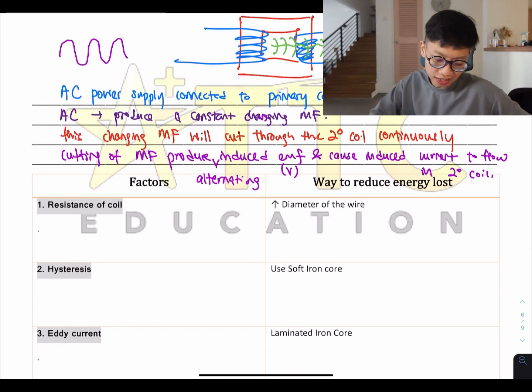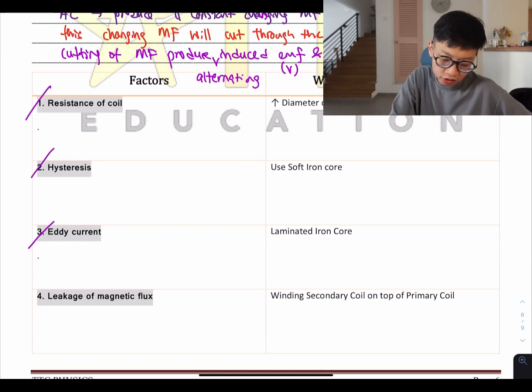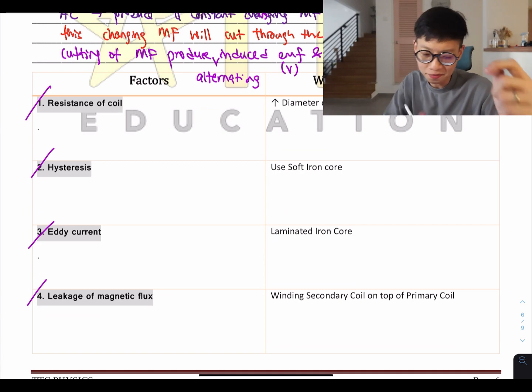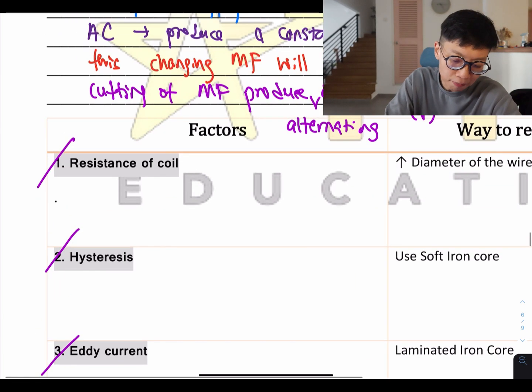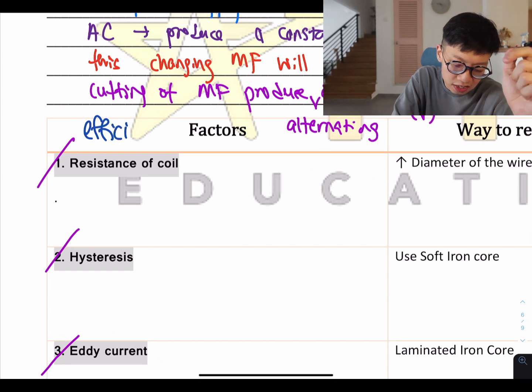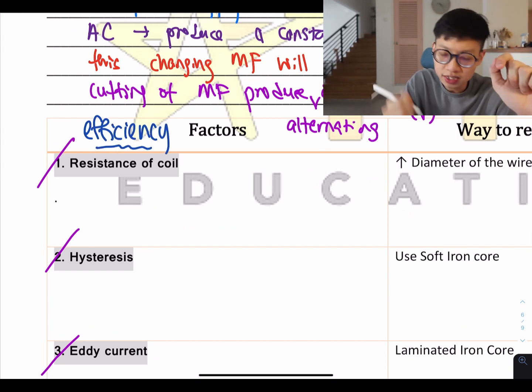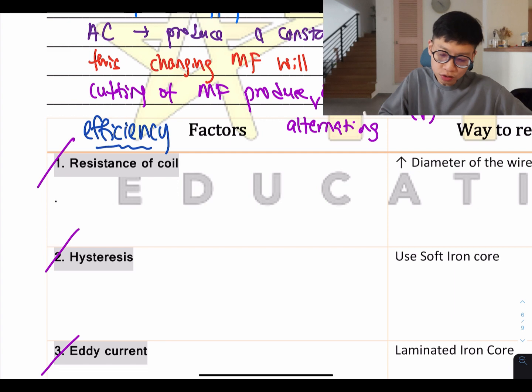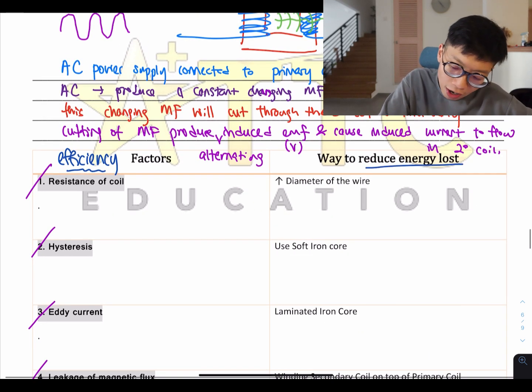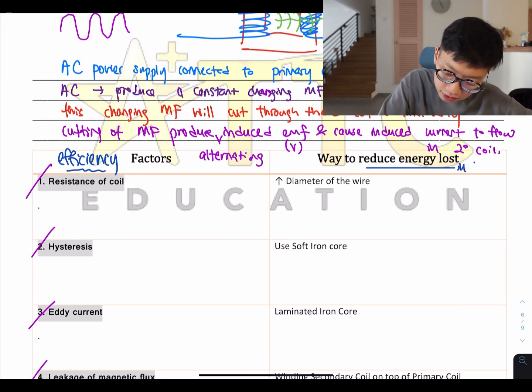The bonus section is, guys, if you look at these four things, do you know what this is? This is about what we call the efficiency of the transformer. That means, how can we reduce the power loss or energy loss in a transformer?